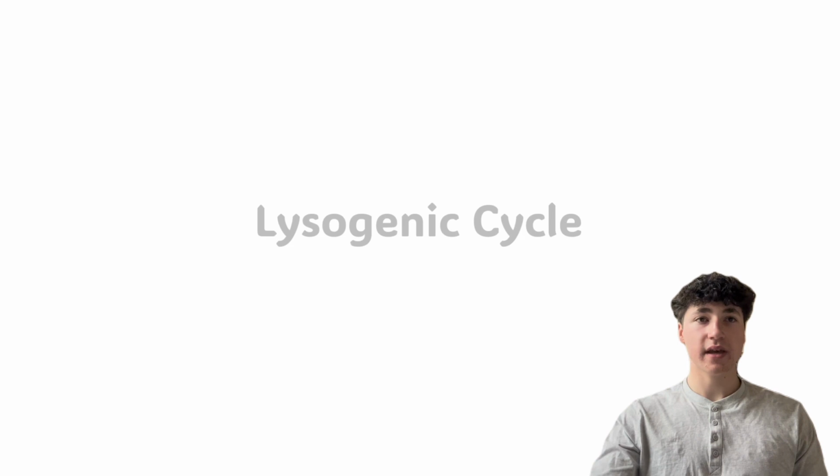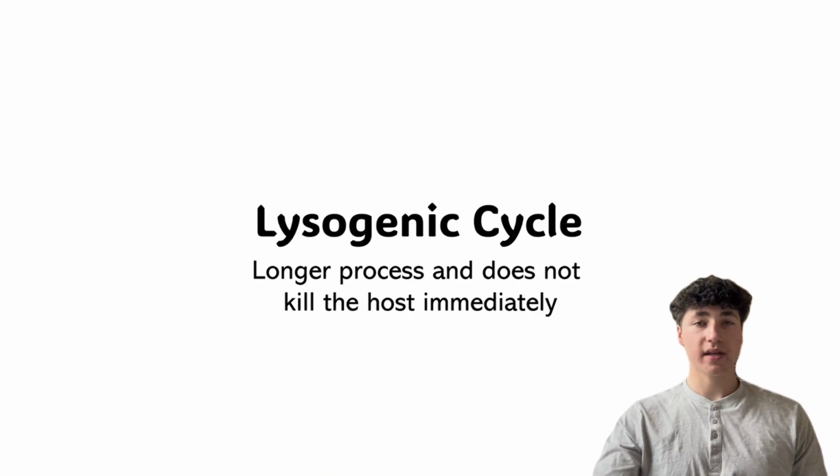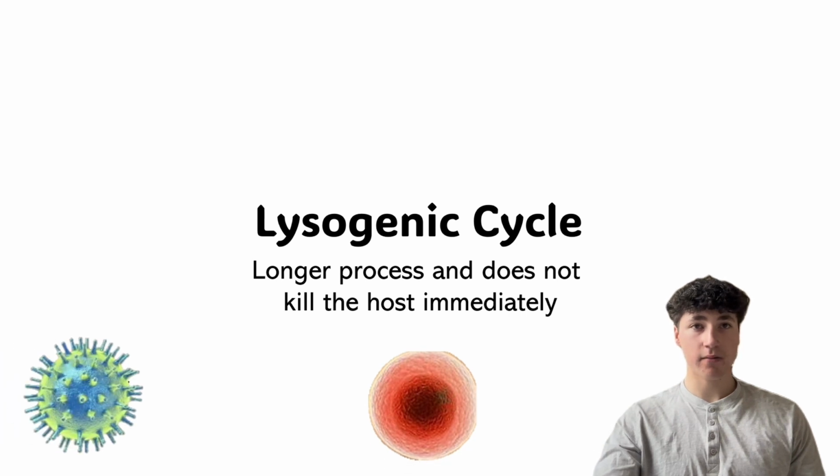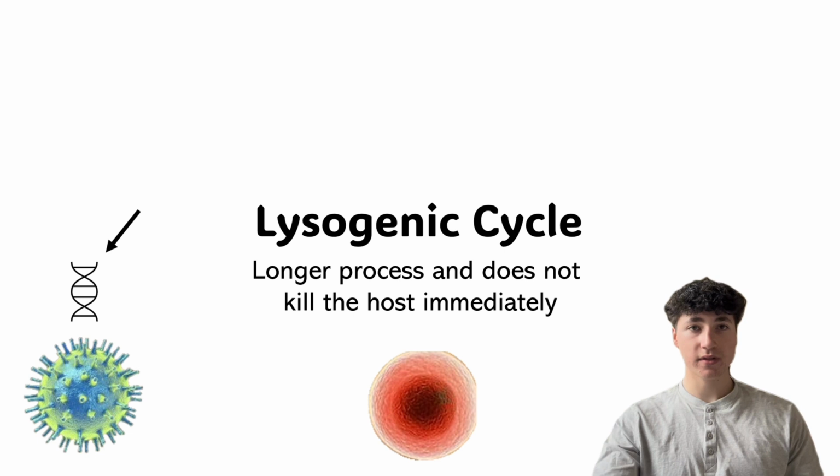The lysogenic cycle is a longer process and does not kill the host immediately. What will happen is the virus's DNA will incorporate itself into the host's DNA genome. This will allow the host cell to automatically produce the proteins that will help the virus, and it will reproduce the virus when it goes through mitosis. The part of the virus's DNA that is implemented into the host cell is called the prophage.